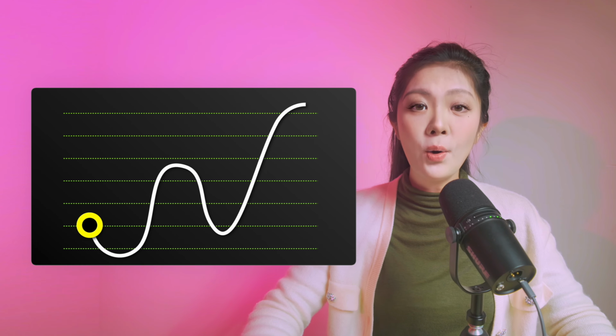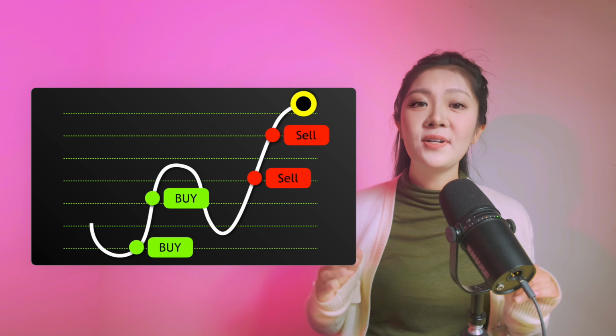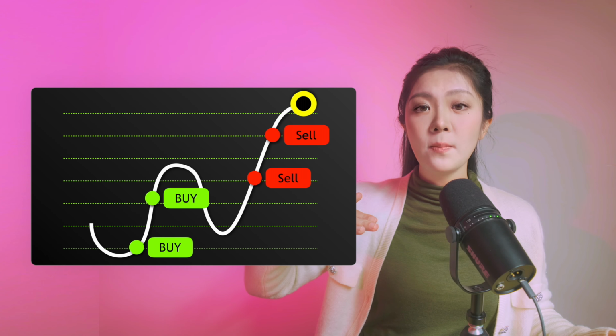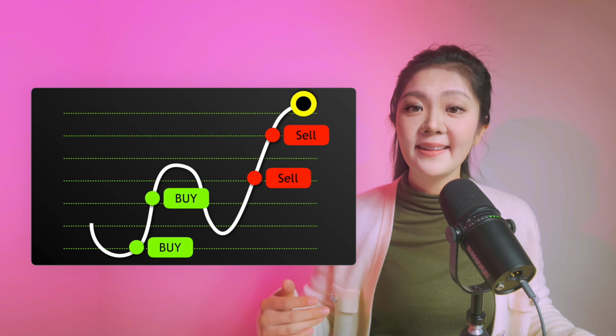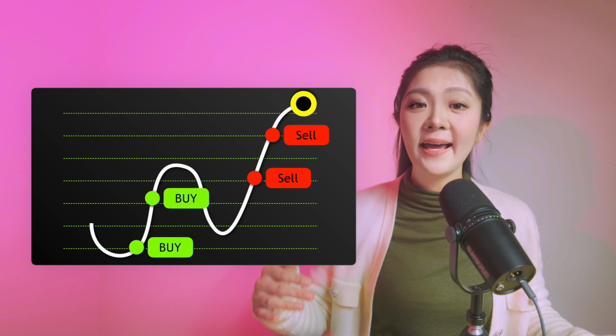So first, what is grid trading? Grid trading is one of the most popular strategies for both beginners and seasoned traders. It's surprisingly simple. Buy low and sell high. The bot divides a preset price range into multiple levels. When the price drops, the bot buys. When the price rises, the bot sells. In this way, it allows us to capture profits as the price fluctuates within this range. So, are you excited to try it yourself?